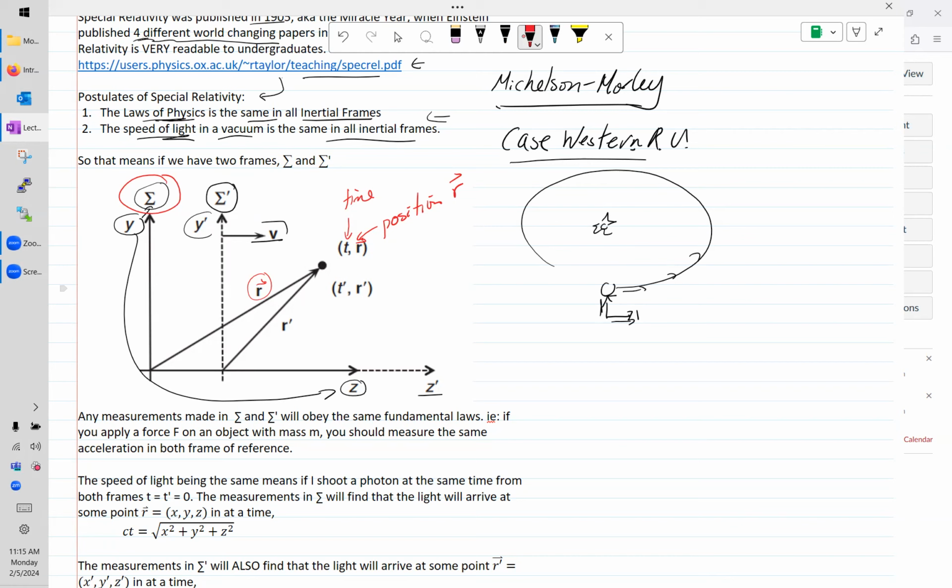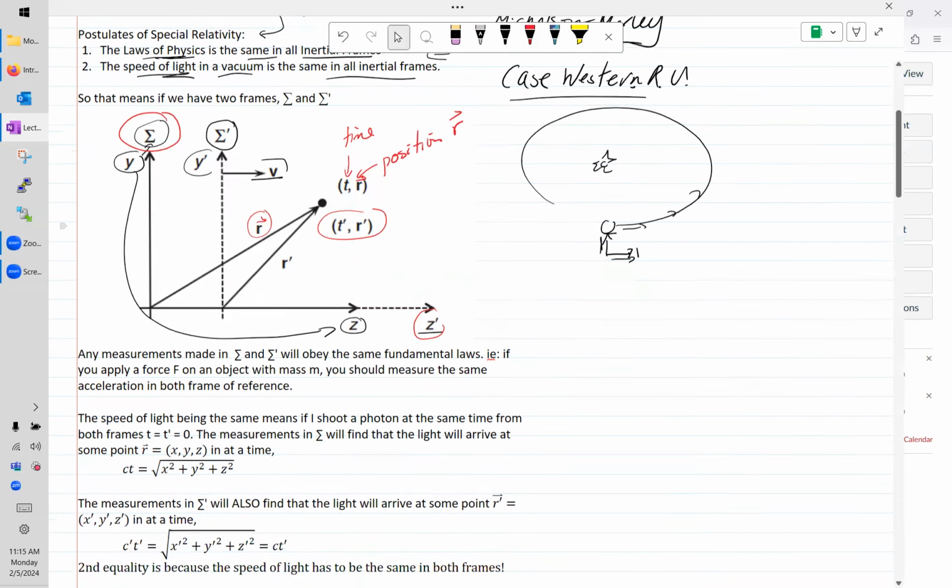But someone, let's say, sitting on a train or flying on a spaceship, moving in the sigma prime frame, would have a different measurement of both time and position vector. It's very easy to see this. Along the z direction, these lines are not even the same. So you have to change your coordinate system between the two frames in order to make the same measurement.